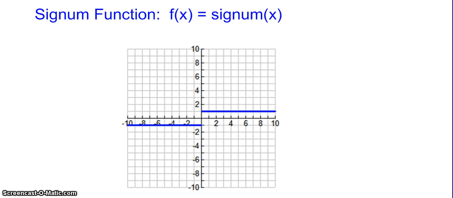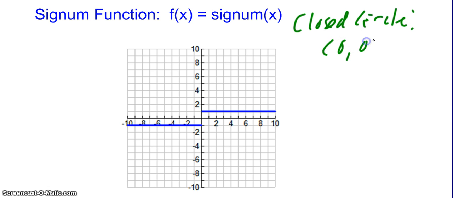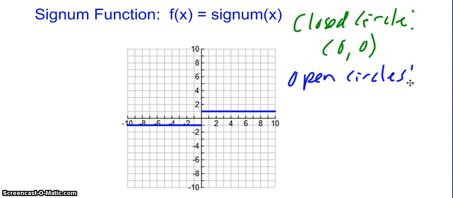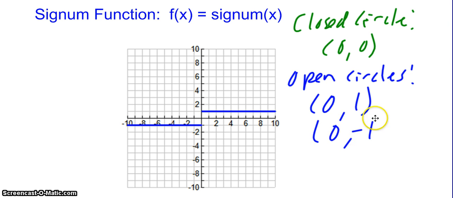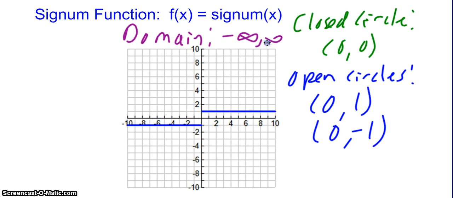Then we have the Signum function. Again, it's a little bit difficult to see, but here there is a closed circle at the point 0, 0. And then there are open circles at the point 0, 1 and 0, negative 1. So again, domain is all real numbers from negative infinity to infinity.